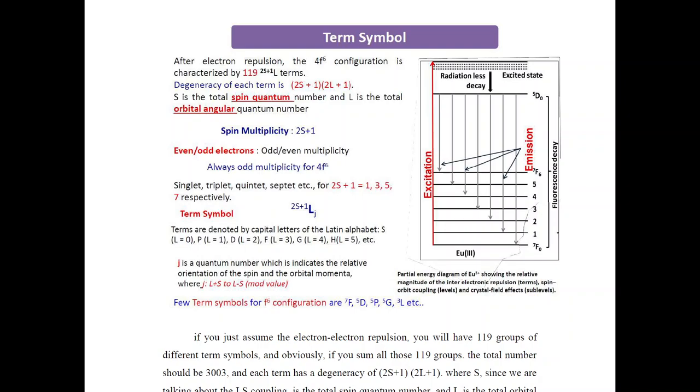J is a quantum number which indicates the relative orientation of the spin and the orbital momenta, where J is equal to the modulus of L plus S, down to the modulus of L minus S. A few term symbols for the f6 configuration are 7F, 5D, 5P, 5G, 3L, etc.